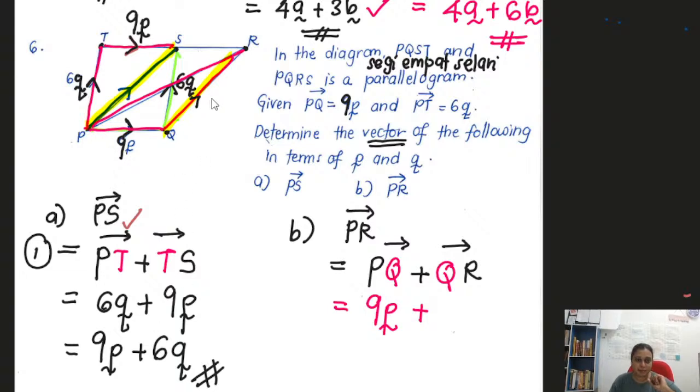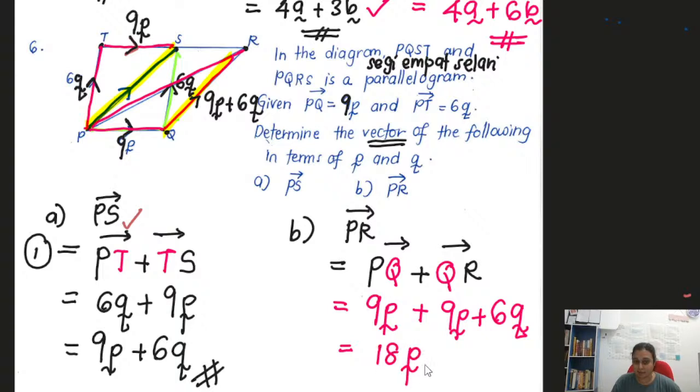So PS tadi dapat berapa? 9P tambah 6Q. Just now we got our PS. Okay, 9P plus 6Q, right? So that is actually your QR also. Because it's parallel, selari. Okay, so you just write that one here. 9P plus 6Q. So 9 tambah 9, 18. 18P plus 6Q. So this is your answer for PR. Okay, boleh? Okay, we are done this one.